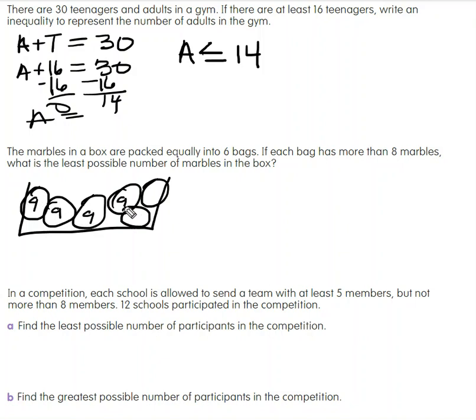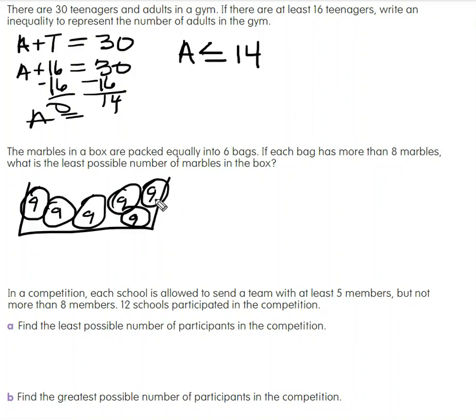Because it says it's more than 8, and the next whole number that you have would be 9, because you're not going to have part of a marble, okay? Or at least you hope you don't, because then it's not rolling. Okay. Anyway, we've got 6 bags that have 9 possible marbles.